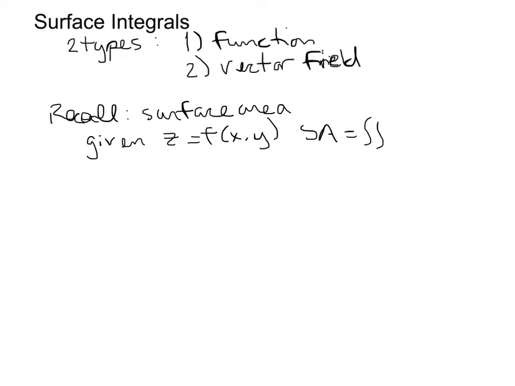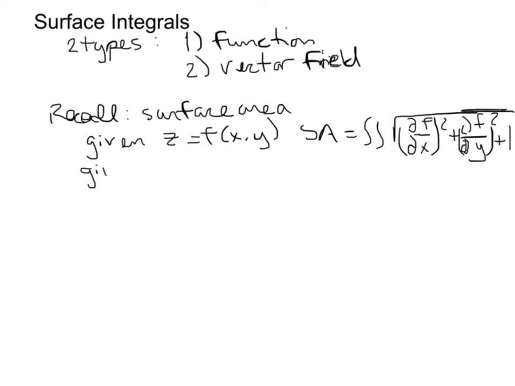calculated with a double integral of the square root of the partial of the function with respect to x squared plus the partial of the function with respect to y squared plus, I'm running out of room, 1. That's all underneath the square root there. So that's one way to calculate surface area.